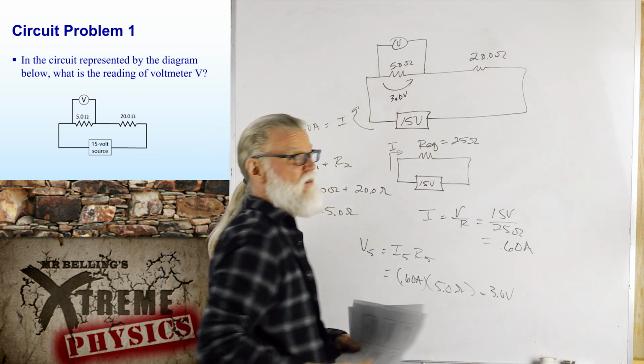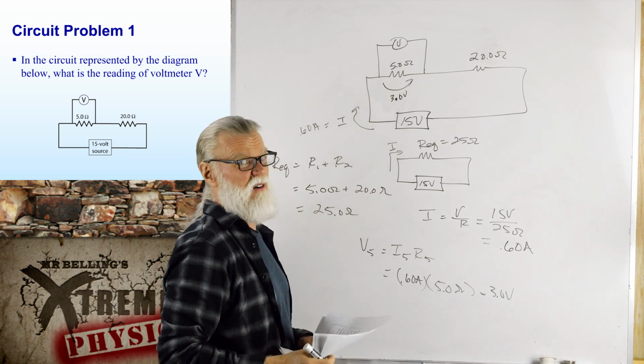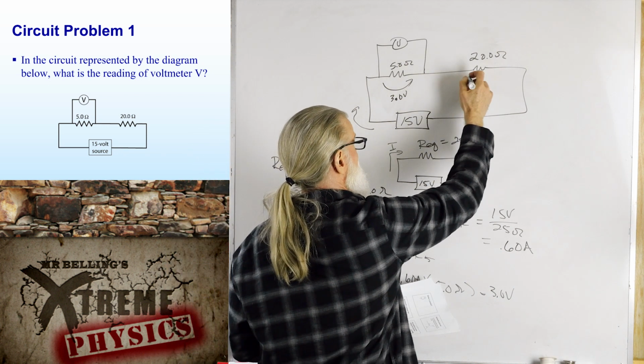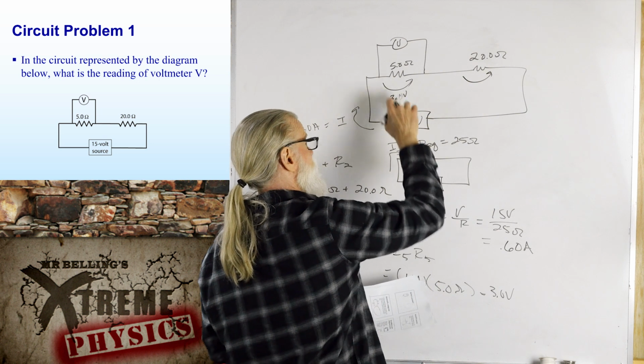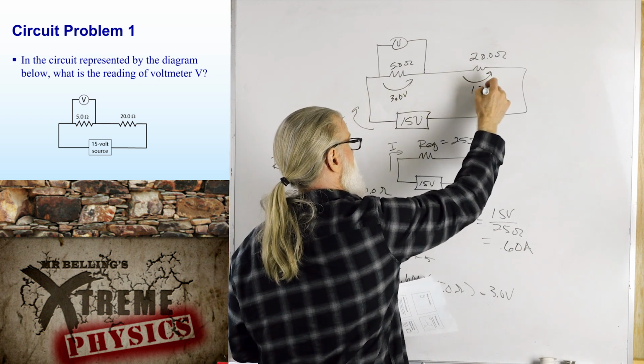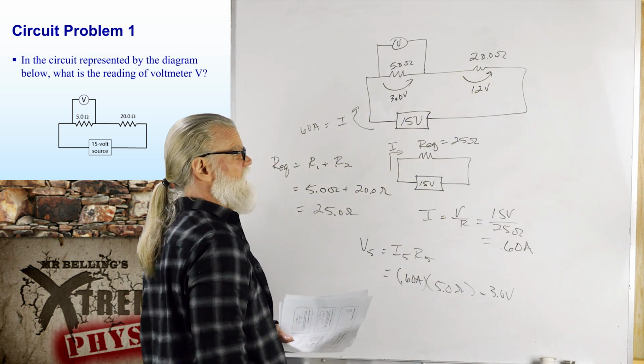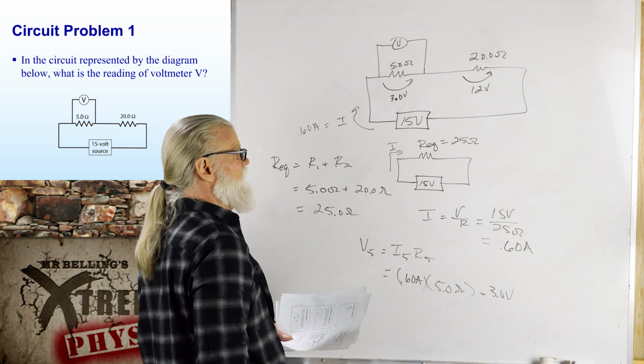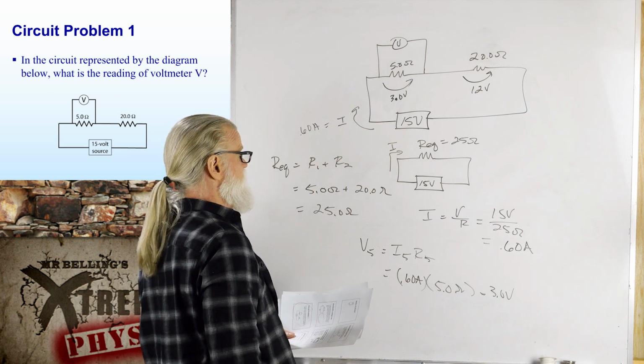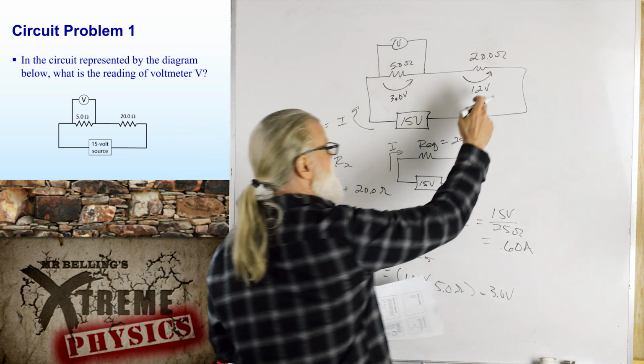Let's see. What must the voltage drop be across there then? Well, if that's 15 volts and that's 3, this must be 12. This must be a 12 volt voltage drop because they have to add up to 15. Let's see. Does that give me 0.6 amps?